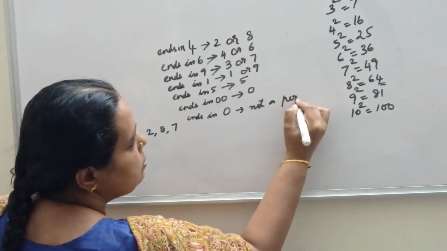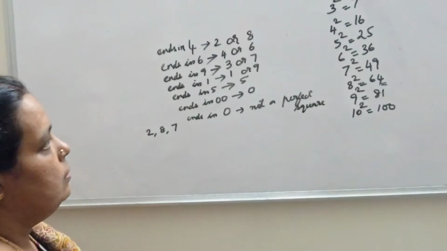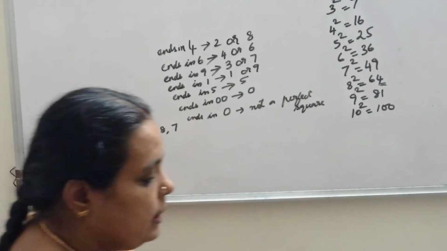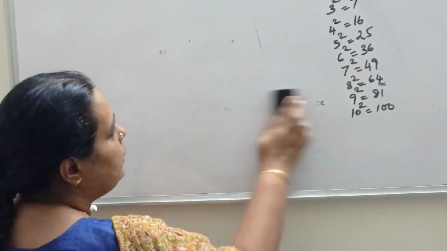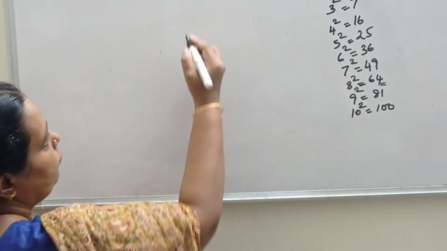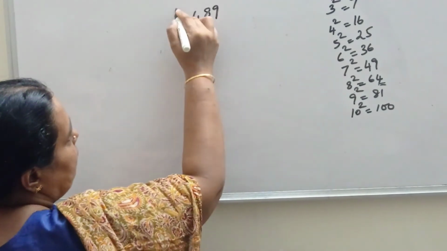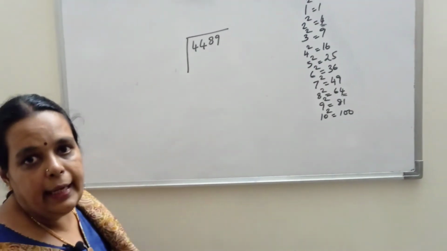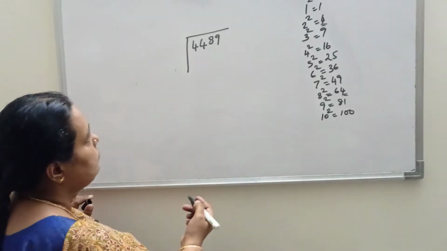Okay. So first we have to learn this before going to square roots. So shall we do a sum by the long division method to find out the square root of a number? So 4489. We are going to find out the square root of 4489 with the help of the long division method.